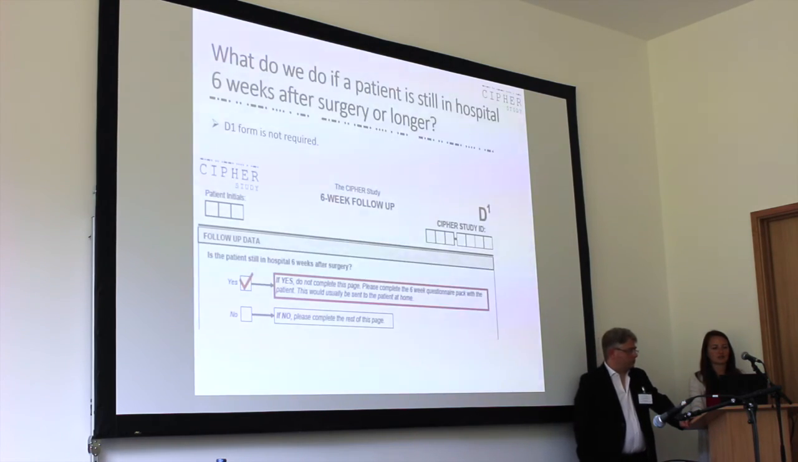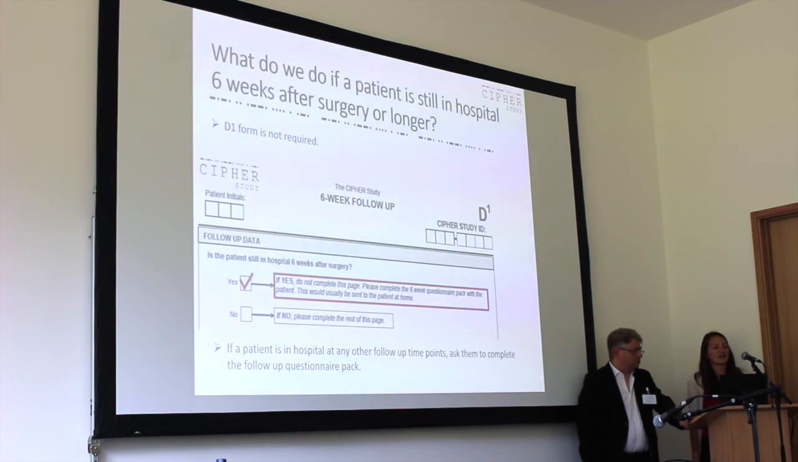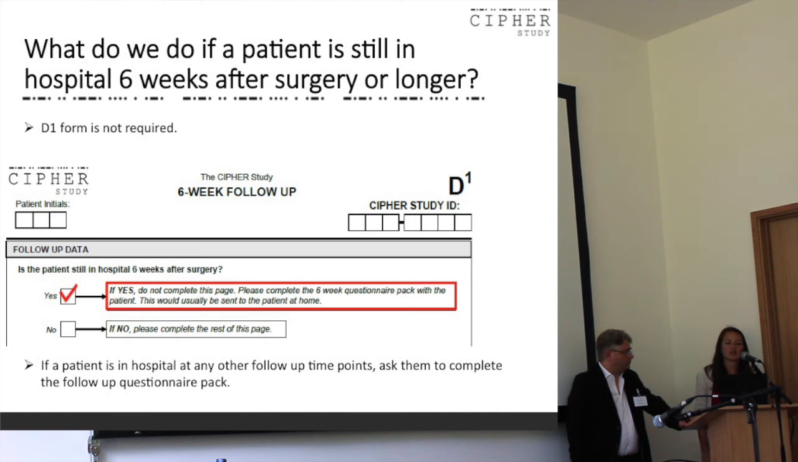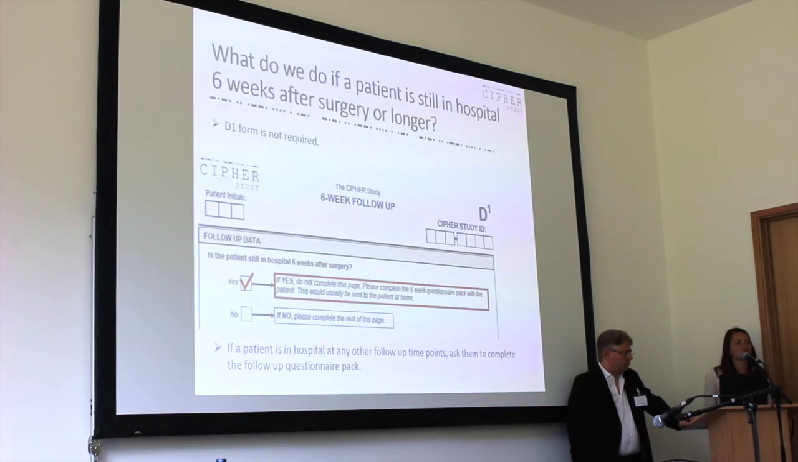And then the last question we have is what do you do if the patient is still in hospital 6 weeks after surgery or longer? So there's the screenshot of the D1 form. There's a question at the top to say, is the patient still in hospital 6 weeks after surgery? And if they are, you can just tick yes to that and leave the rest of that form blank.